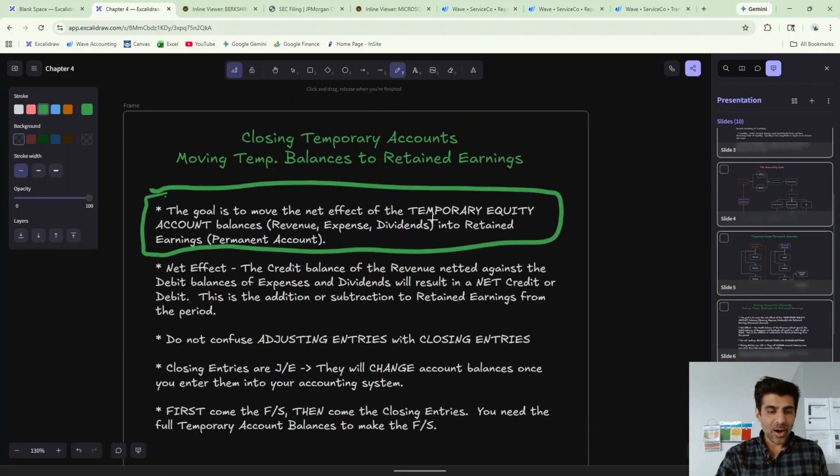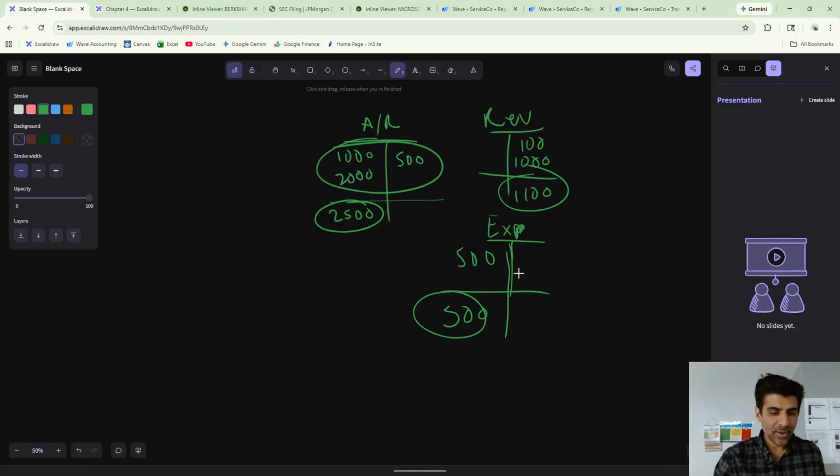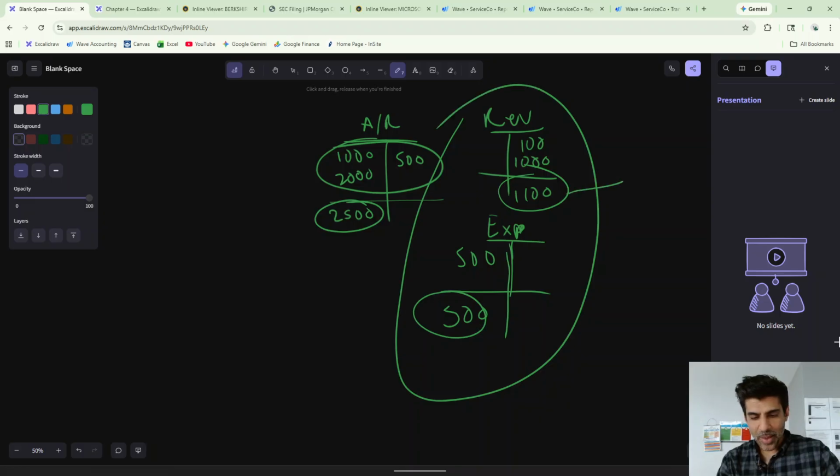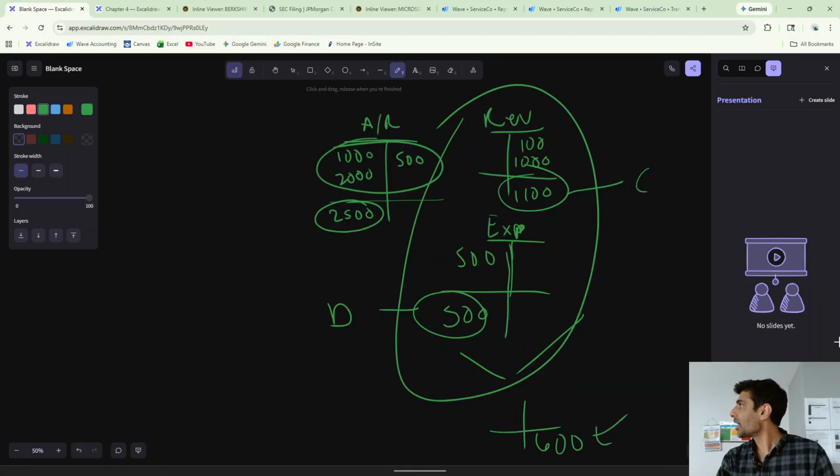Again, the goal of this closing process is to net what we saw here. We have this credit balance. We have this debit balance. The net effect of this is, you can say, a credit balance of 600. And this we would have seen in our financial statement. The income statement would have shown a net income of 600.